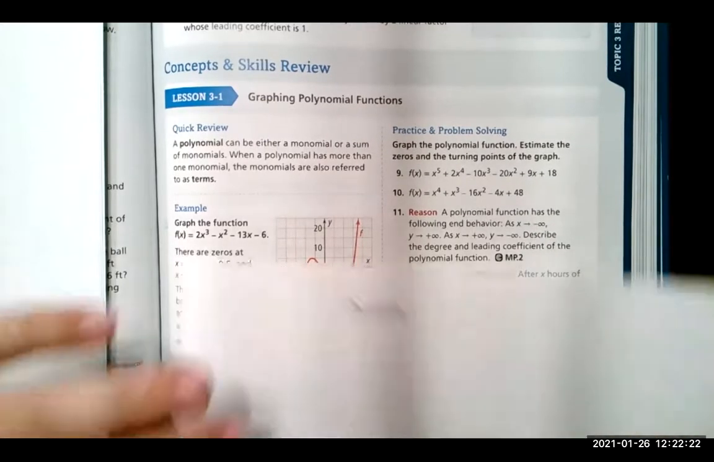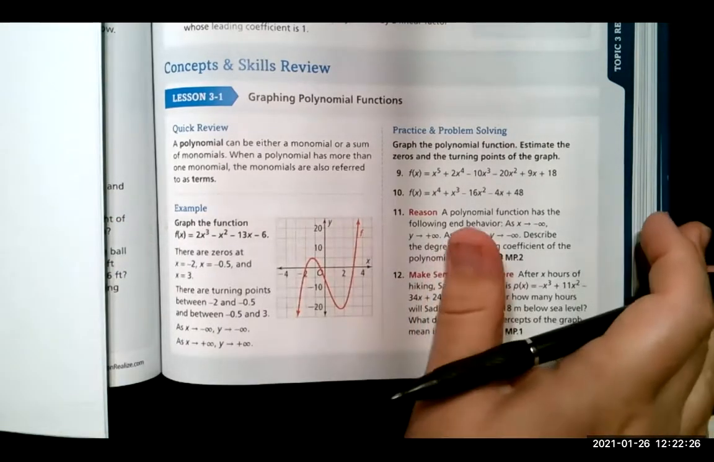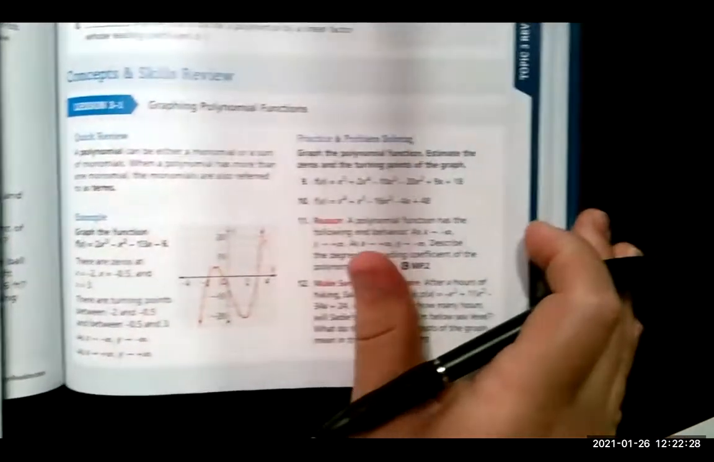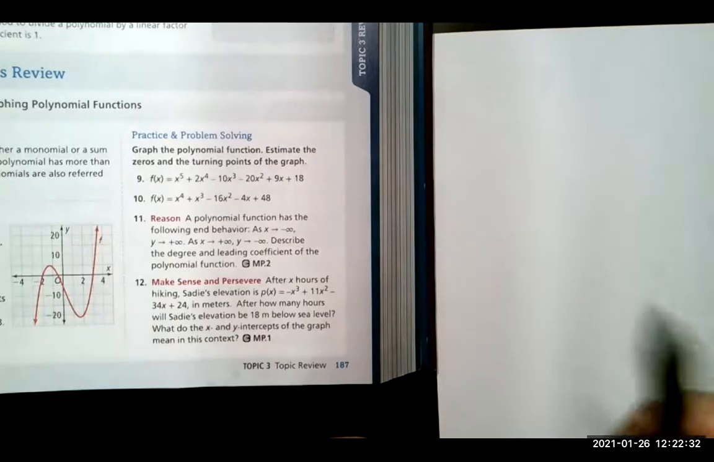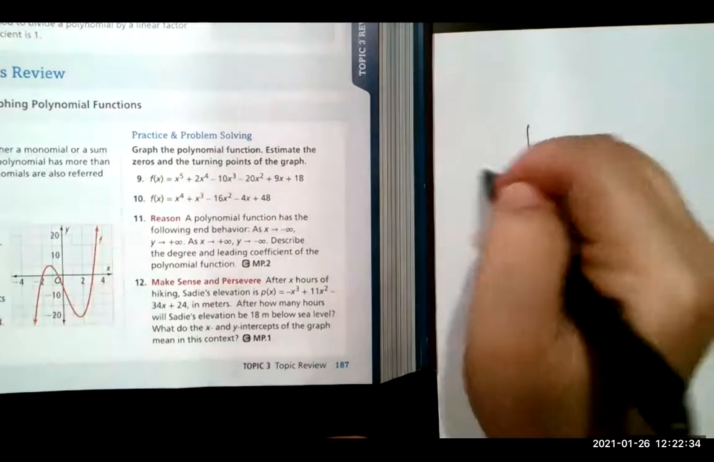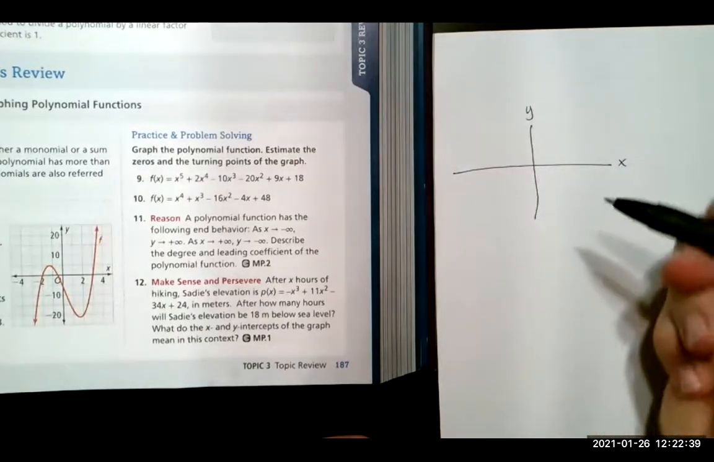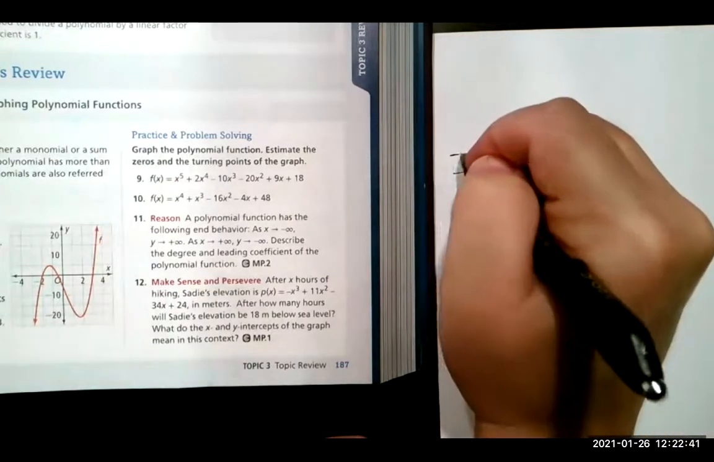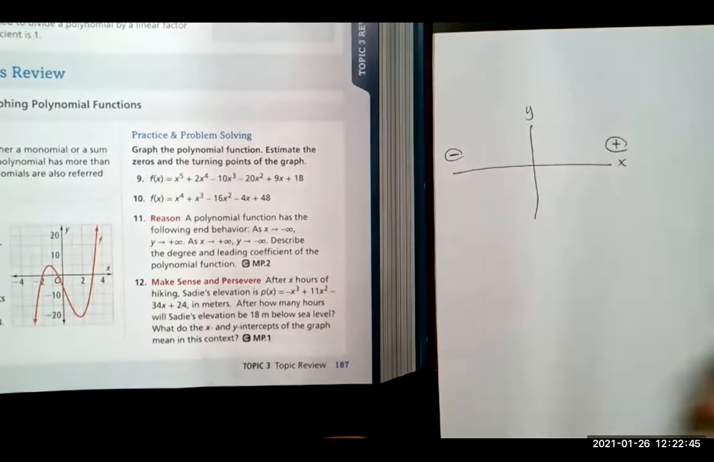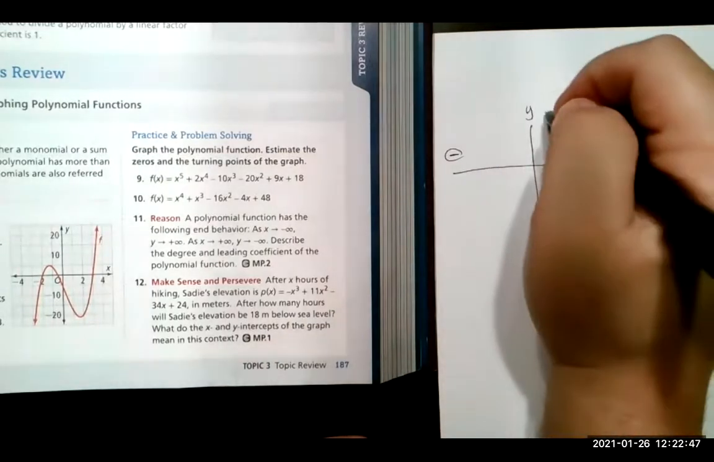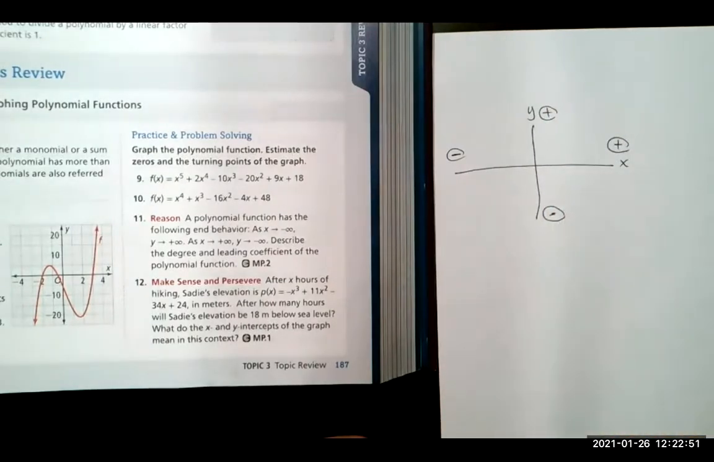So what they're saying here is if you have a graph, here are my axes. That's my y-axis, that's my x. Remember, if you go left, that's the negative direction. If you go right, that's the positive direction. If I go up, that's the positive direction. If I go down, that's the negative direction.